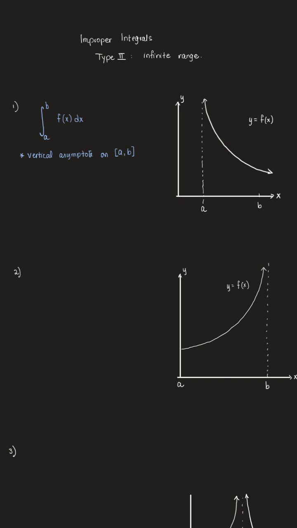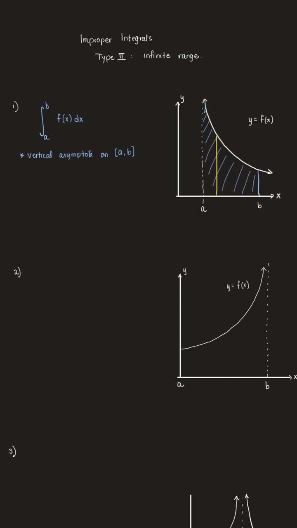So in our first case, let's suppose that we have a vertical asymptote at the lower limit of integration at a. And so we're still interested in, if we want to look at the integral from a to b, are we able to give a finite value to the area between the function and the x-axis, even though here we have an infinite range because we have a vertical asymptote?